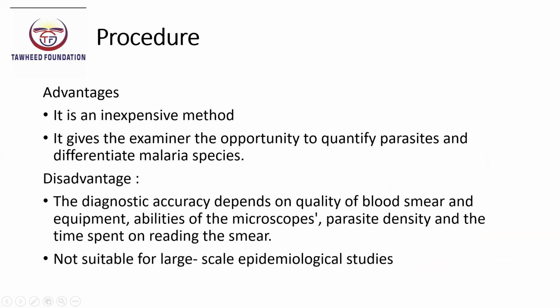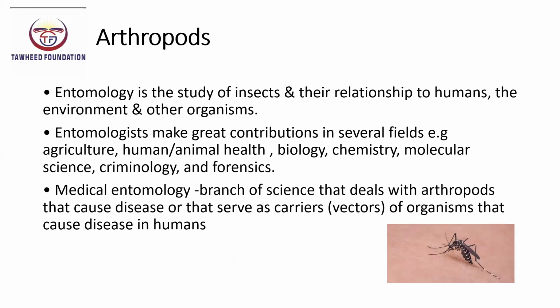Advantages and disadvantages. So, blood smear methods for malaria diagnosis are inexpensive and facilitate both quantification and species differentiation. However, diagnostic accuracy heavily depends on the quality of sample preparation, microscope, slide reading skills, parasite density, and the time spent examining the smear. These methods are not suitable for large scale epidemiological studies but remain fundamental in routine clinical diagnosis. Next topic is arthropods.